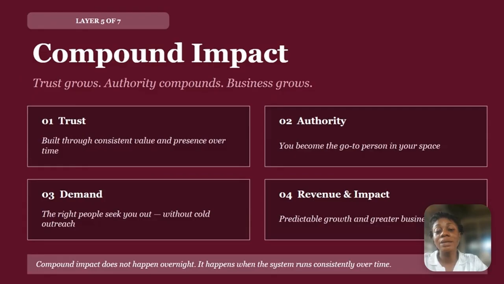Now let's look at the compound impact of everything, particularly with these layers. The first thing you enjoy is trust. The constant value sharing over time makes people trust you, right? They make people trust what you say. The next is authority. You become the go-to person in your industry. The next is demand. The right people just seek you out without you cold emailing or cold messaging anyone, or will I say, without the cold outreach method. And lastly, we have revenue and impact. Here you enjoy growth, and then you enjoy the reward for your efforts in form of monetary value, invites to opportunities, access to rooms that ordinarily you won't have access to. So you see that you gain so much when you put these two layers into your content system.